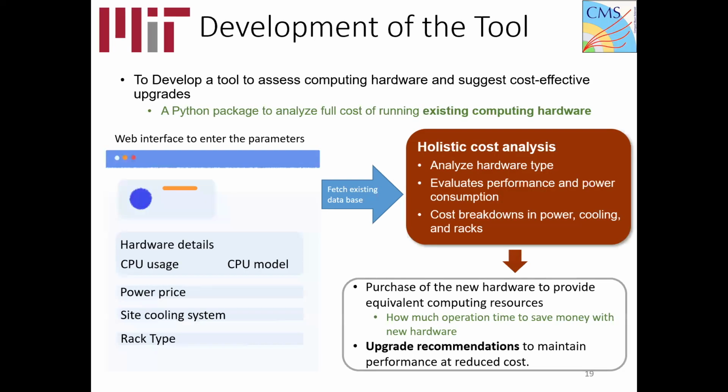Okay, so now we have a specific analysis on MIT Tier 2. We want to transition this to a more general use case. This is our idea that we are interested in, and this tool is still under development. So the idea is to have a tool that could assess the computing hardware and then suggest cost-effective upgrades. This is essentially a Python package.